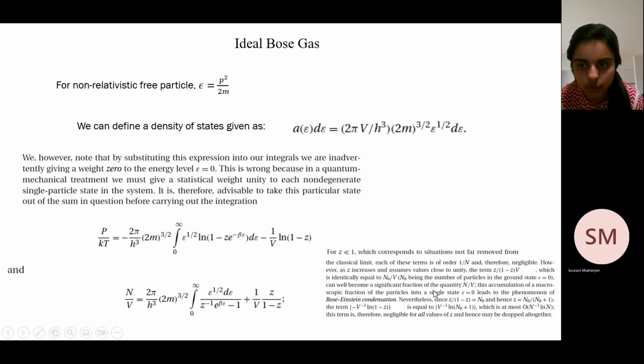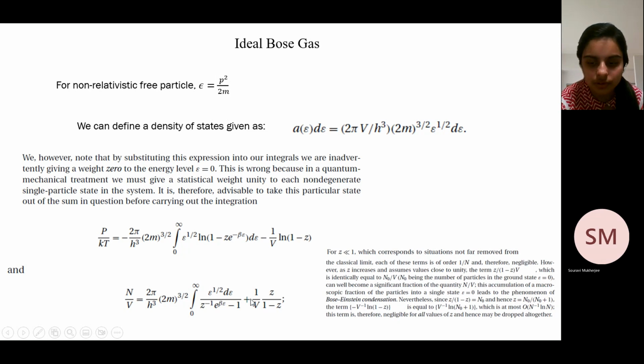And this is what makes it very different from the fermions, where you could have only one particle in each energy state. Here there can be a situation where you have almost all particles in the zero energy state, and that is the situation we call Bose-Einstein condensation.